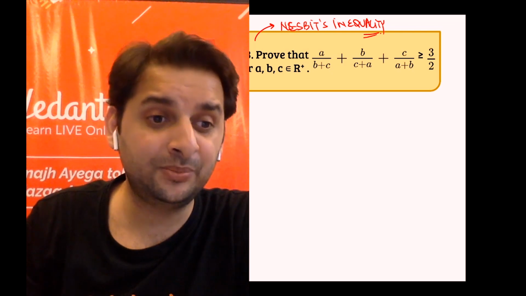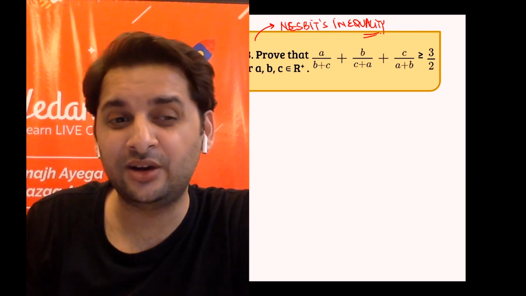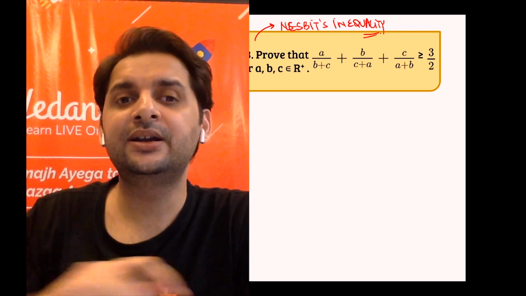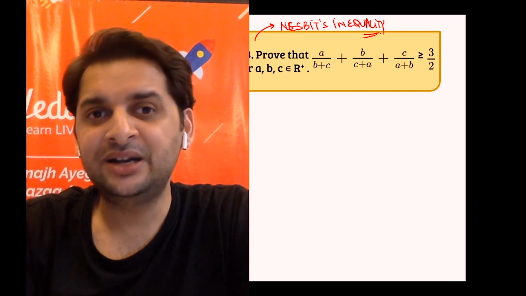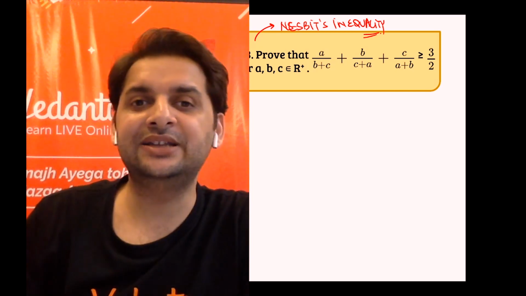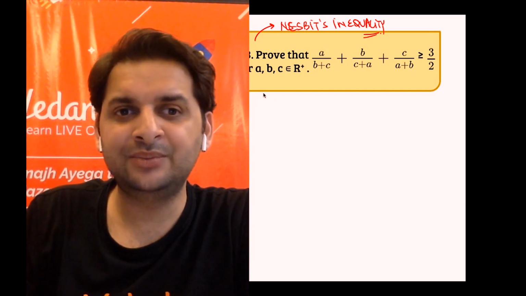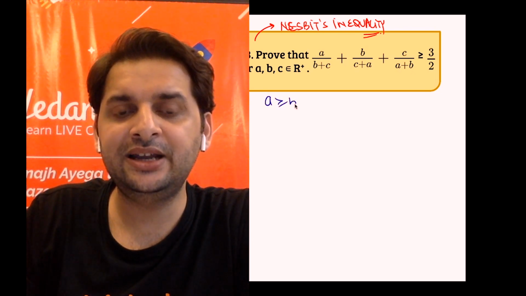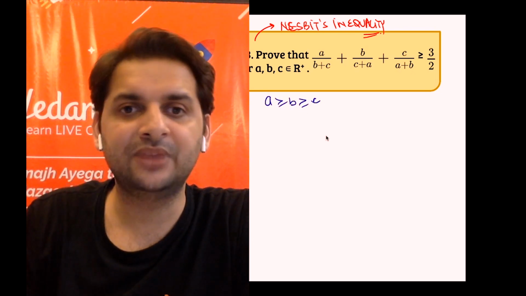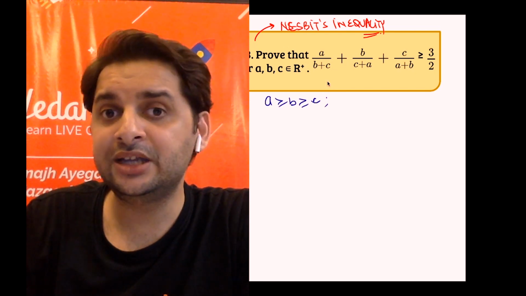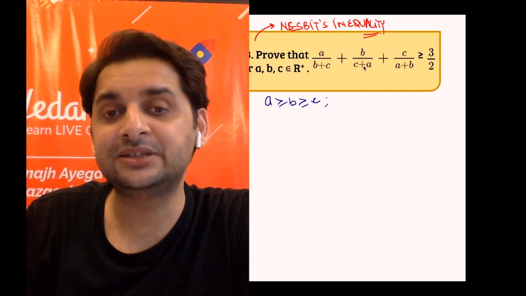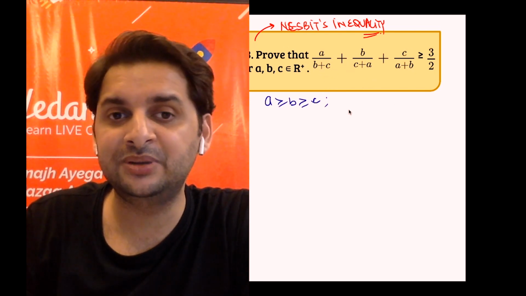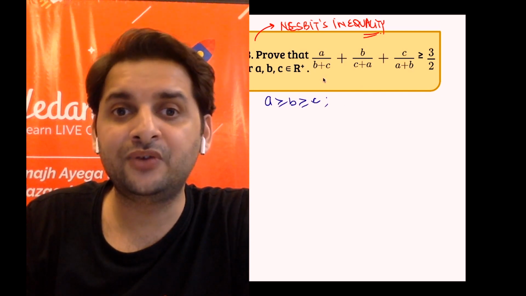Right, and some of the proofs of Nesbitt's inequality are really long, but using rearrangement, I'll prove this very easily. So again, same thing, without loss of generality, a is greater than or equal to b is greater than or equal to c. Now, having looked at the question, I need 1 upon b plus c, 1 upon c plus a, 1 upon a plus b with this. So again, I have to find this order.